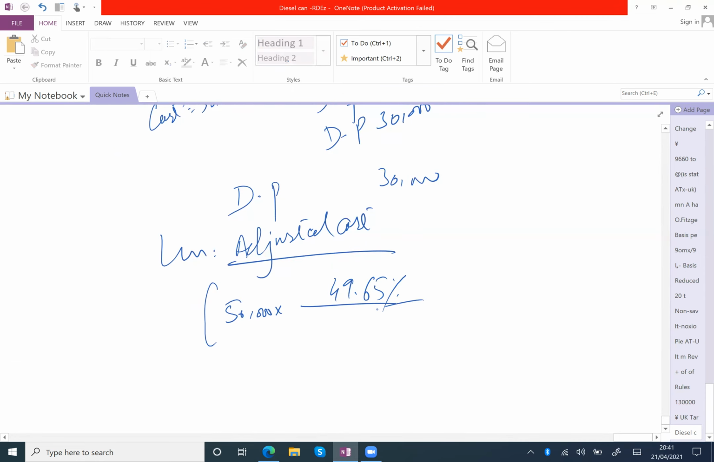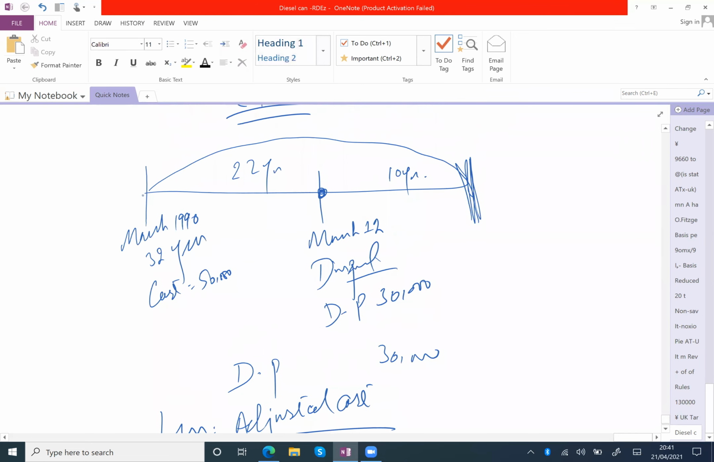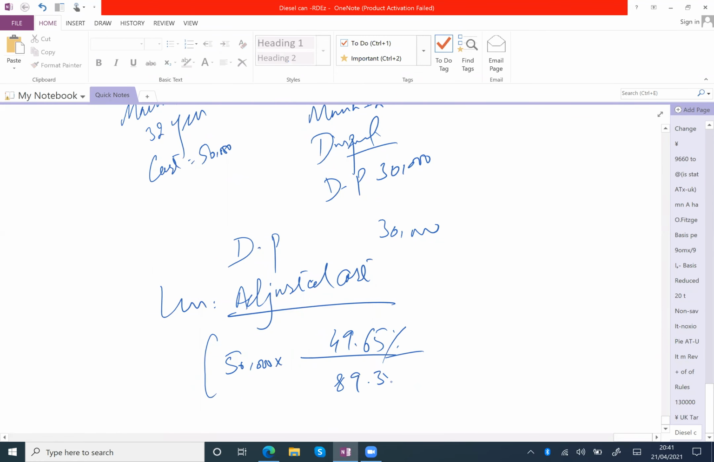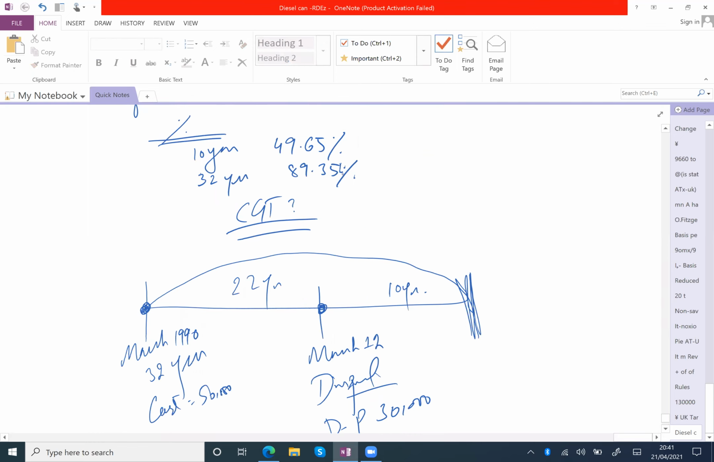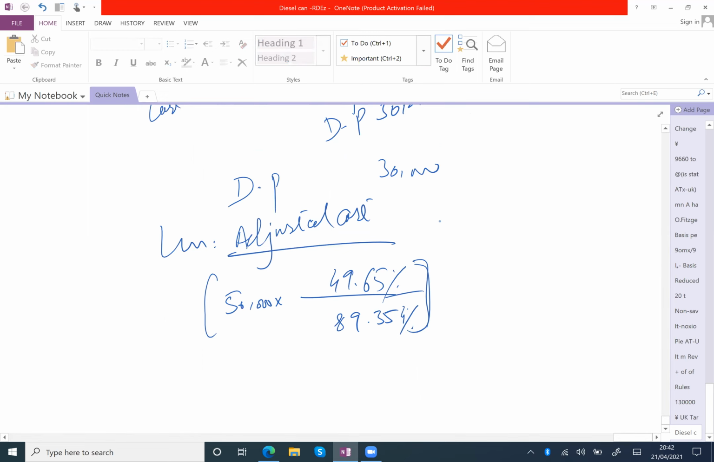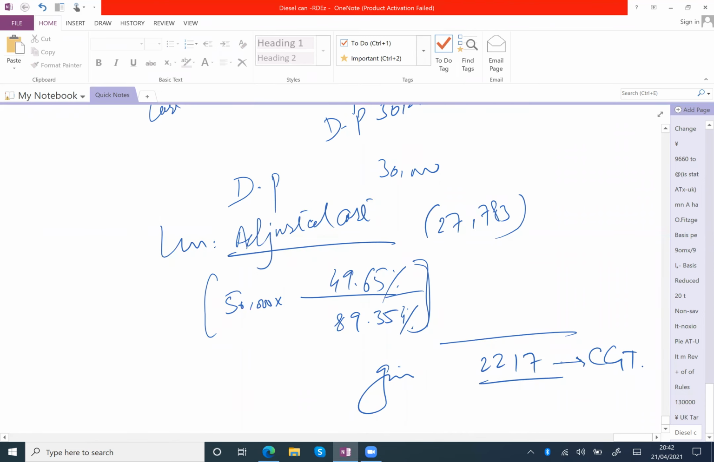49.65% divided by percentage remaining on acquisition date. On acquisition date, total 32 years lease. So the 32 years percentage is what? 89.35. So the adjusted cost is 27,783 and the chargeable gain is 2,217, and you will pay CGT on this gain.